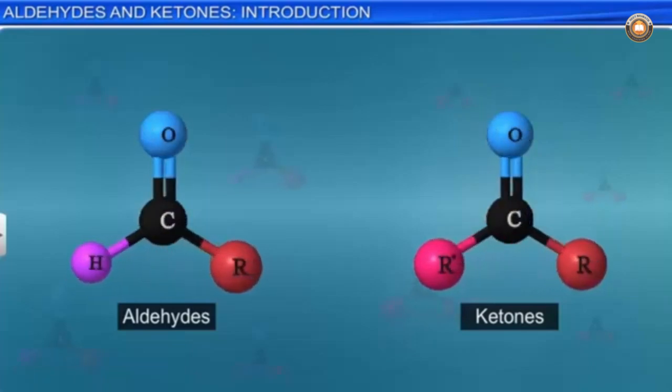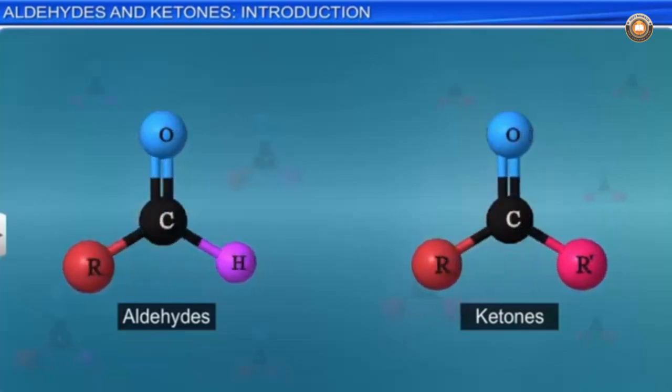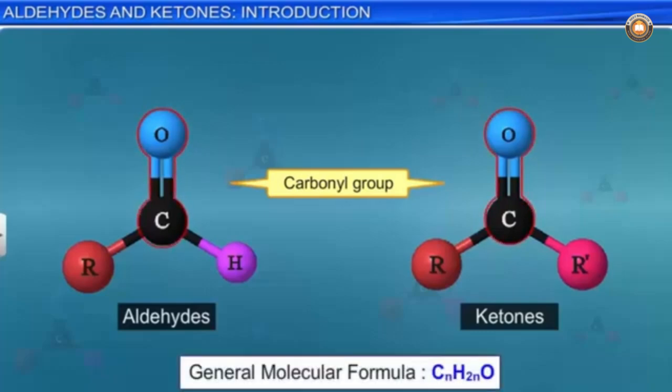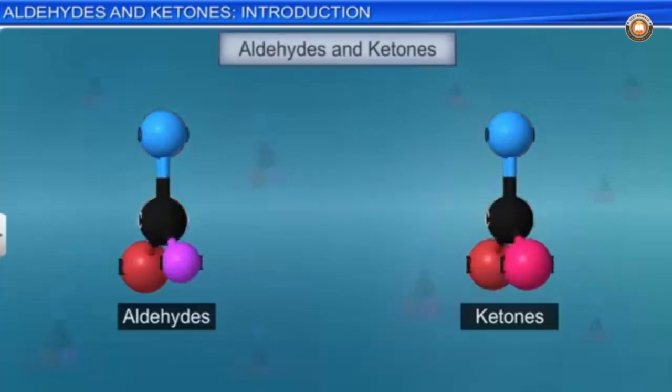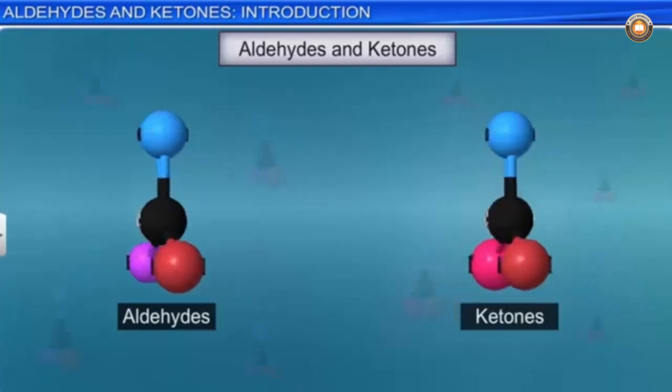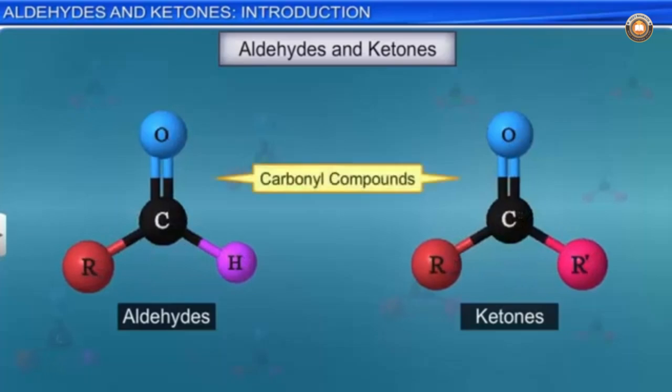Aldehydes and ketones are organic compounds that contain carbon-oxygen double bonds. That is, the carbonyl group as a functional group. They have the general molecular formula CnH2nO. Aldehydes and ketones closely resemble each other in most of their chemical properties. Hence, they are often collectively referred to as carbonyl compounds.